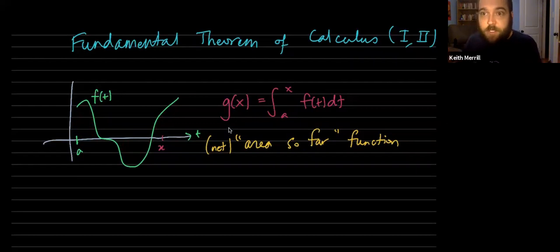And so a natural question then, I say natural, it's a natural question, is how does this g of x behave? In particular, is it well behaved? Is it continuous?